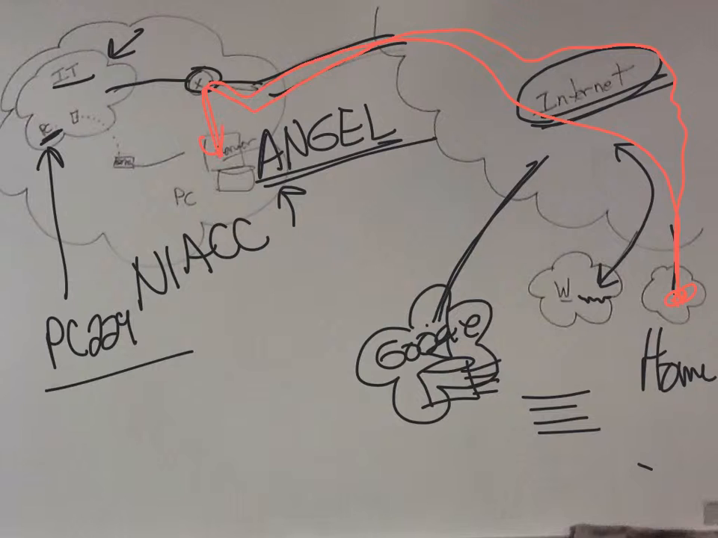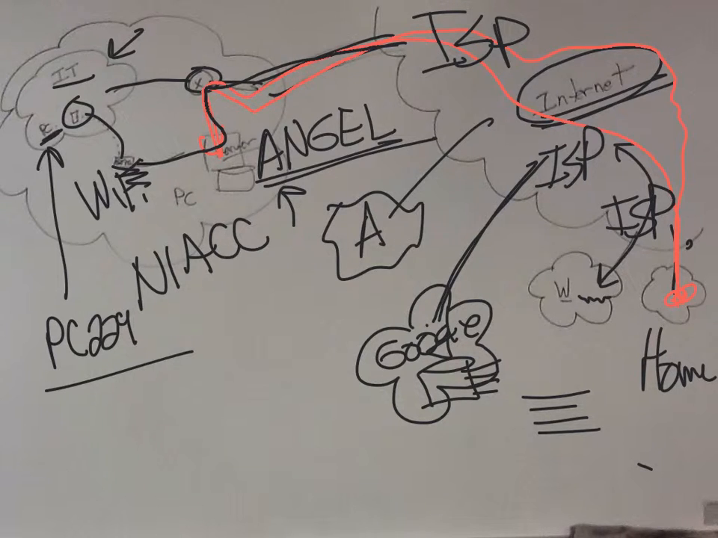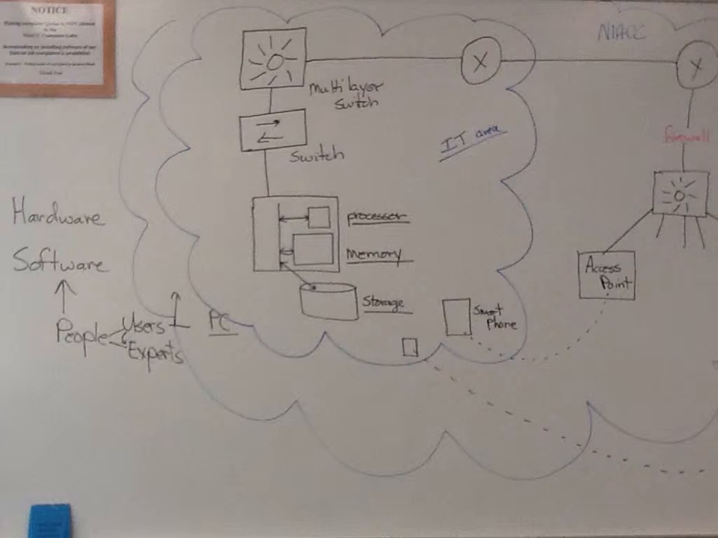We also showed here you could have a cell phone connected into the NIACC Wi-Fi, and then that could get you out to the internet. Internet service provider, internet service provider, same thing here. If anything's connected to the internet, like Amazon.com, they're either their own provider or they're going through a provider. Here we get into a few details that are actually going to come up this week.